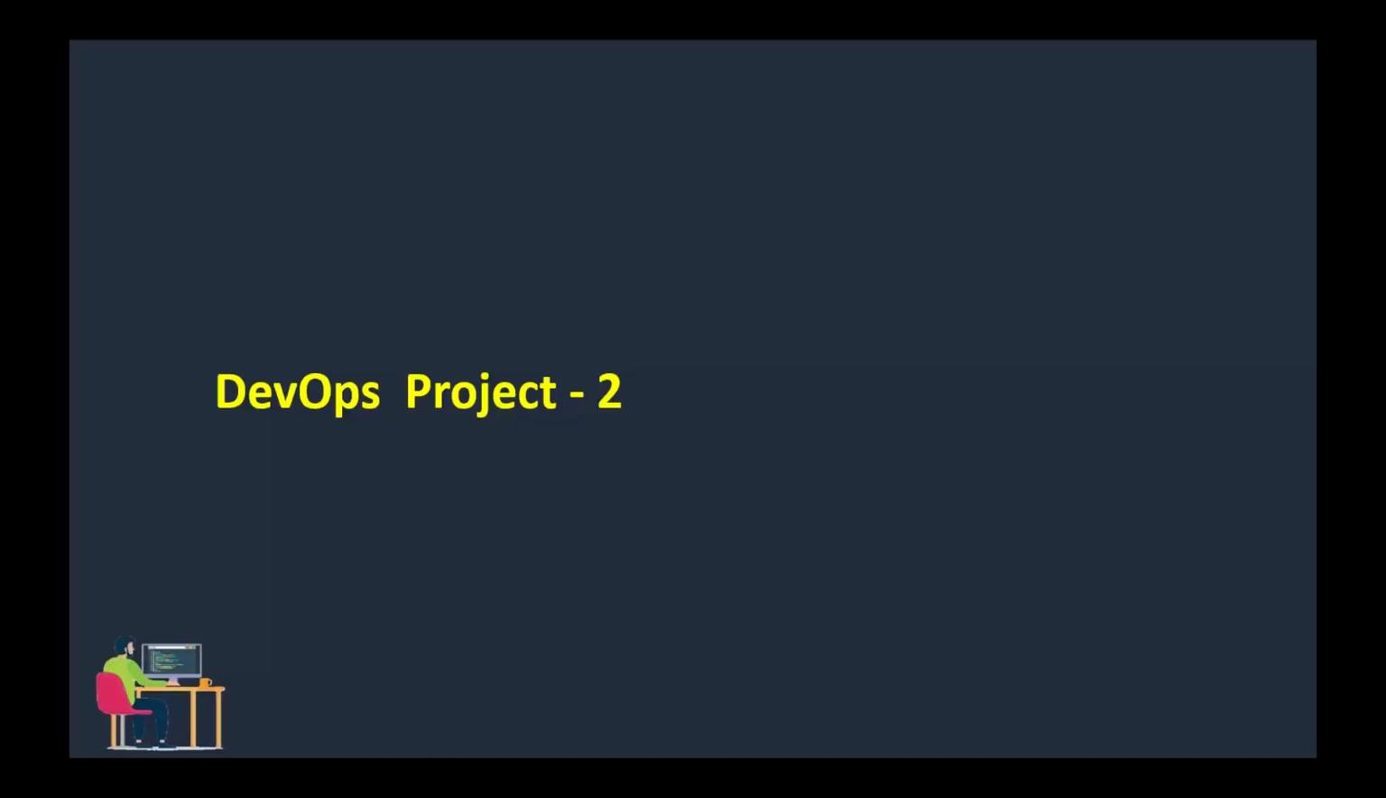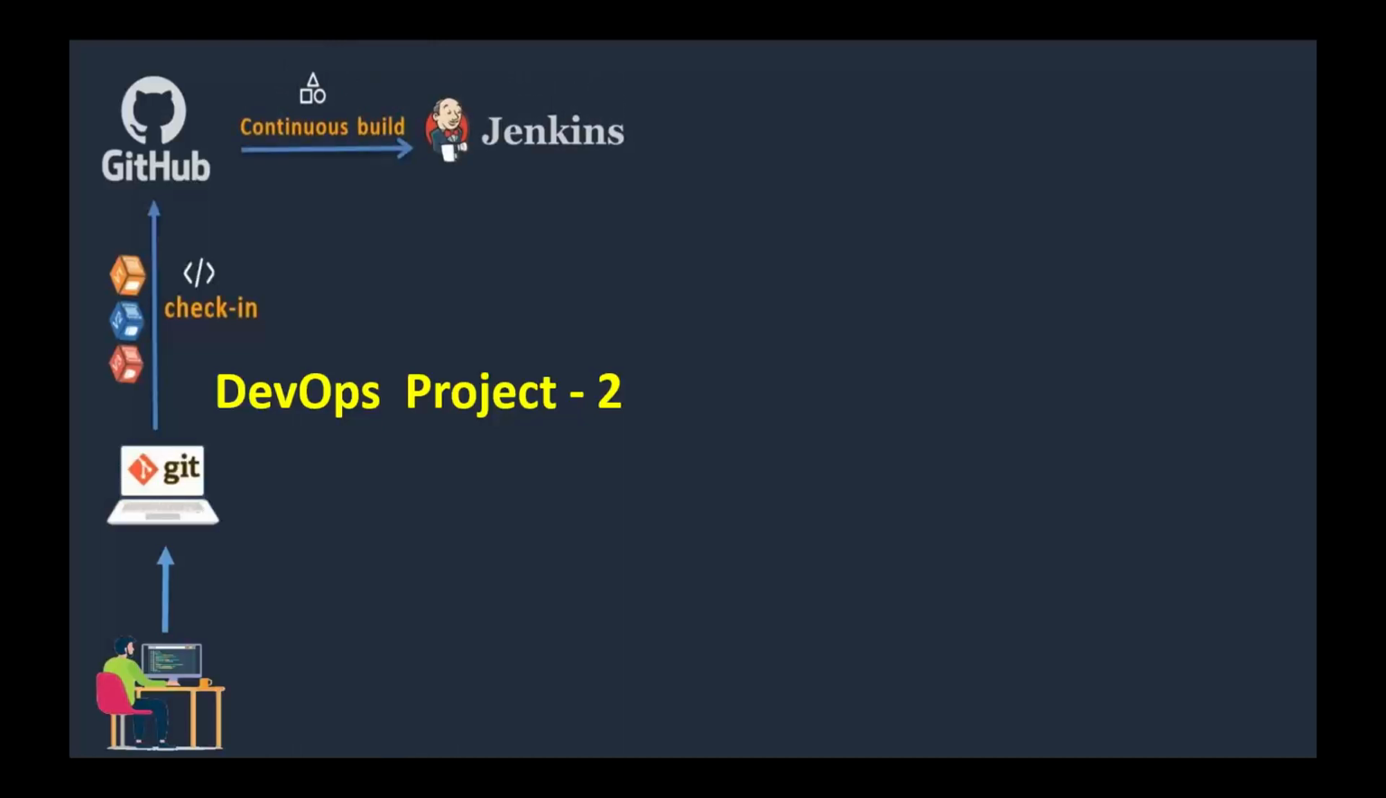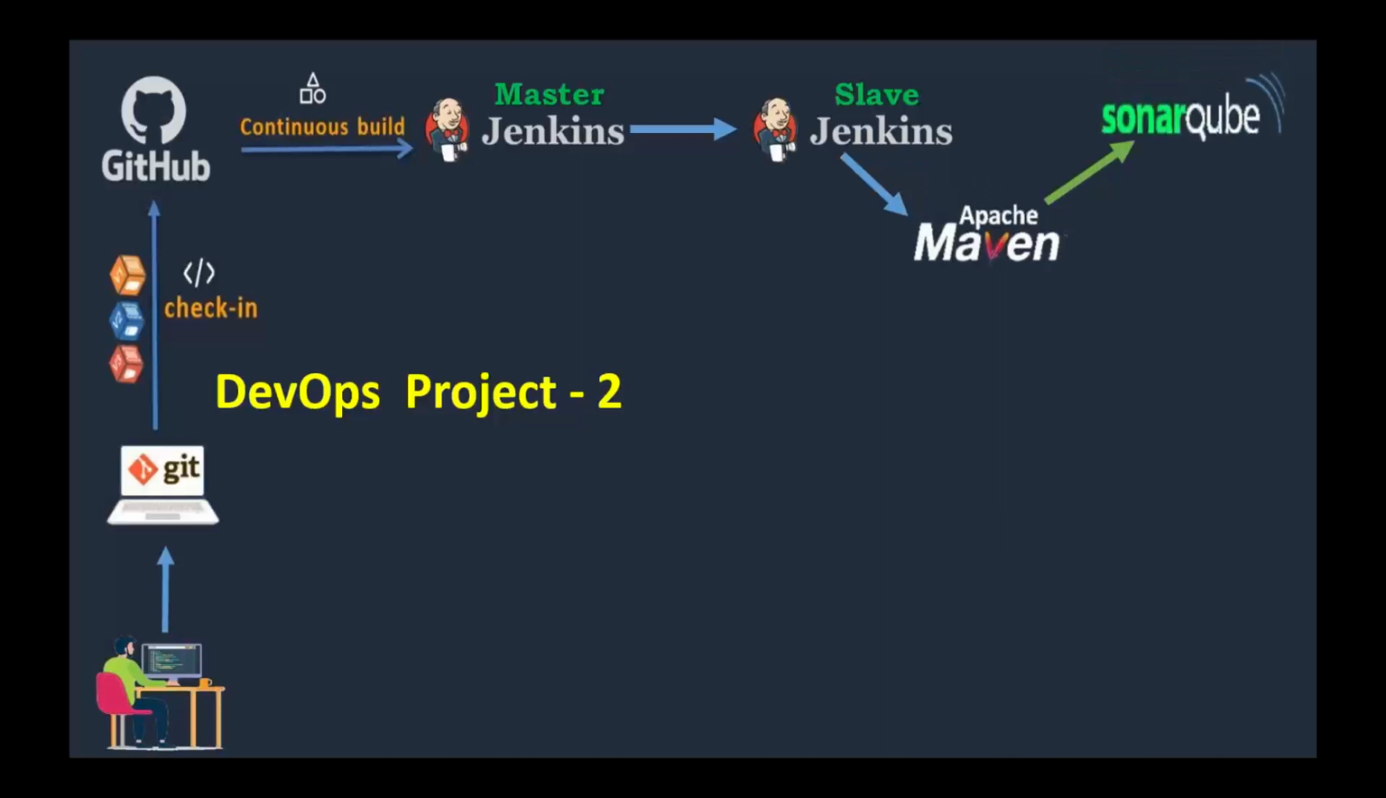See guys, we already saw this in project 1, where the programmers write code, and what they do next after writing code: they check it in to GitHub. Then as a DevOps engineer, we integrate the code with the CI/CD server. Here we treat it as the Jenkins master machine. Then we send the code to the Jenkins slave machine. From the slave machine, we send the code to Maven, and with the help of Maven, we send the code to SonarQube.